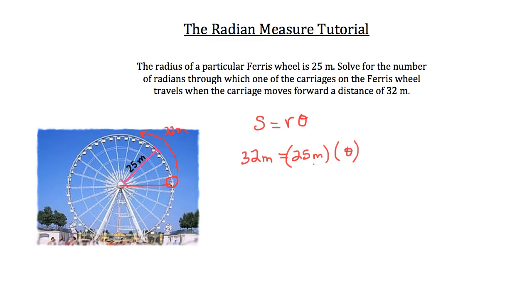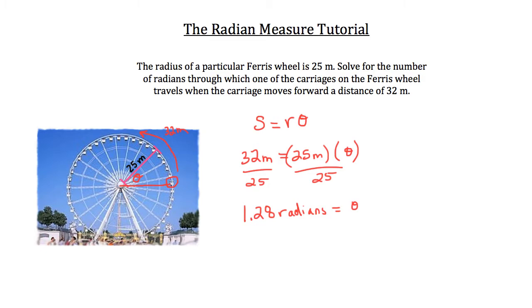So to solve for theta, I'm just going to divide by 25 on both sides here. And when you do that, we get a value of 1.28 radians. That's our value of theta here. So I'll just put in theta right here on our circle.